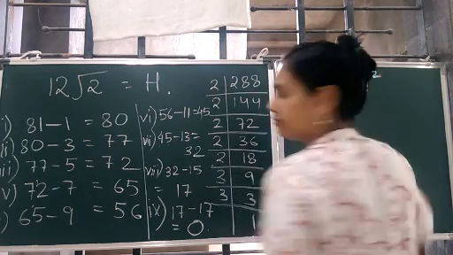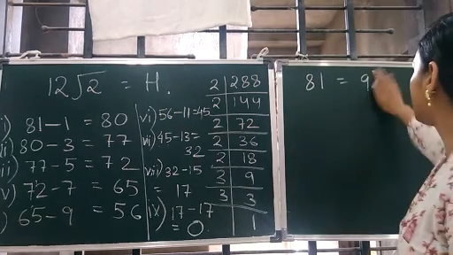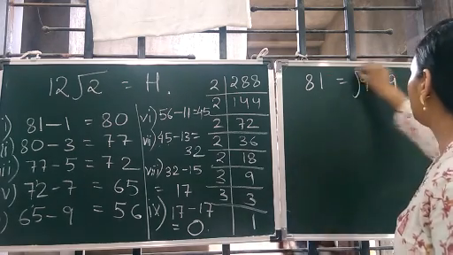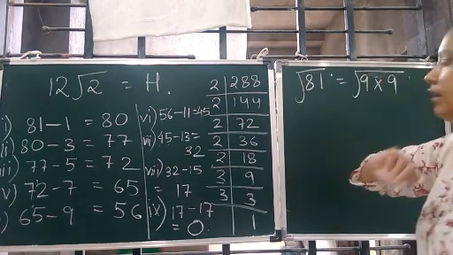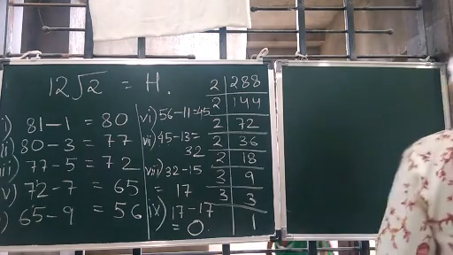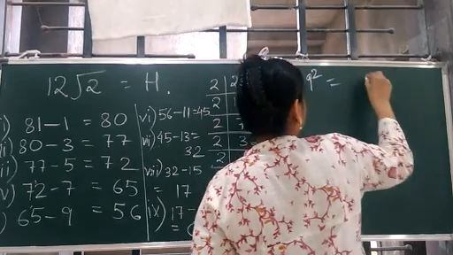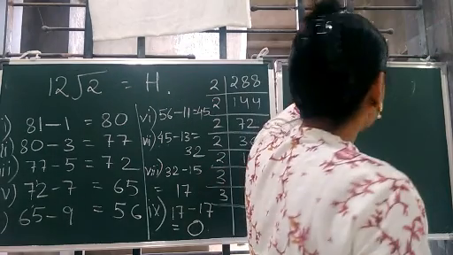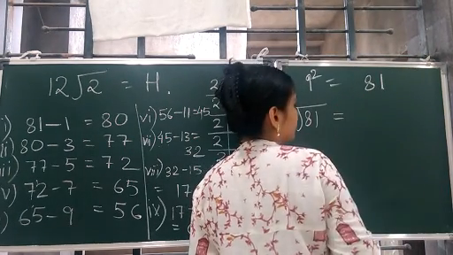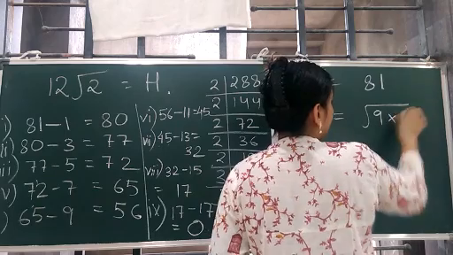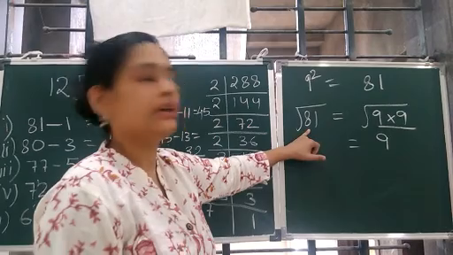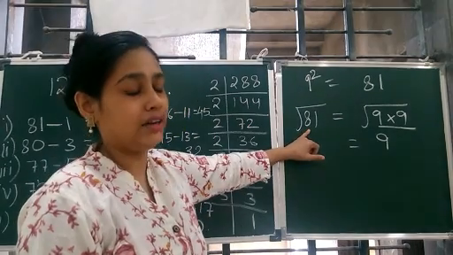81 is 9 square. That means 9 9s are 81. Yes. So it can also be written as root over 81. We know 9 square is equal to 81. Now this square, when it shifts here, it becomes under root. So square root of 81 can be 9 into 9, and one 9 बाहर आता है. Yes. So the square root of 81 is 9.